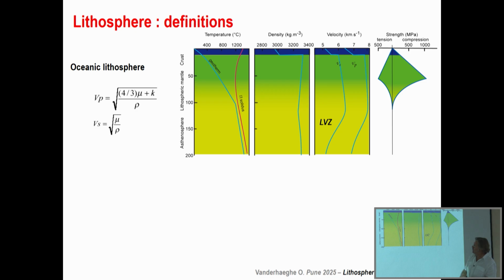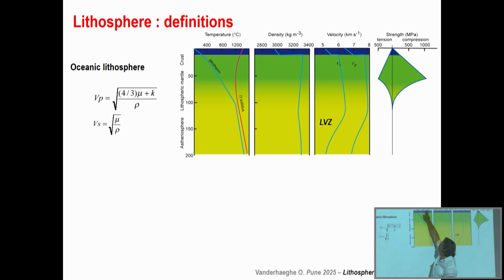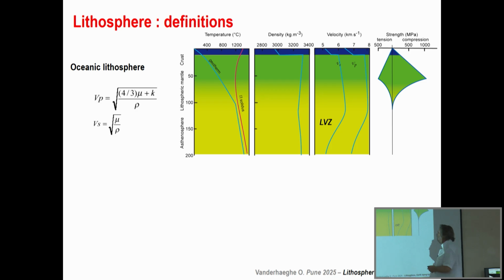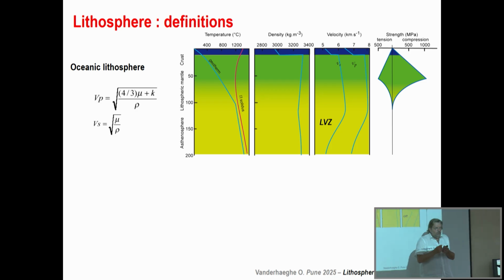And why this low velocity zone? Well, one possibility is that at that depth, the geotherm, which is the increase in temperature in degrees Celsius as a function of depth, is reaching the solidus of peridotite, the rocks that make the mantle. The solidus means the first occurrence of melt in the rock, and the presence of melt is going to attenuate seismic wave propagation. So that might be an explanation.